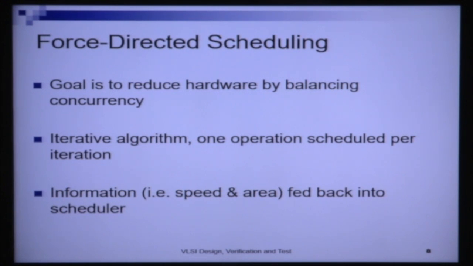Now, force directed scheduling, the goal is to reduce hardware by balancing concurrency. So, what do we mean by concurrency here? The number of operations that I have to concurrently schedule at a given time step. So, if we can balance the concurrency, distribute it into different time steps as evenly as possible, we will maximize the usage of resources over these time steps, and hence it will lead to a minimum resource scheduling within a given time bound.